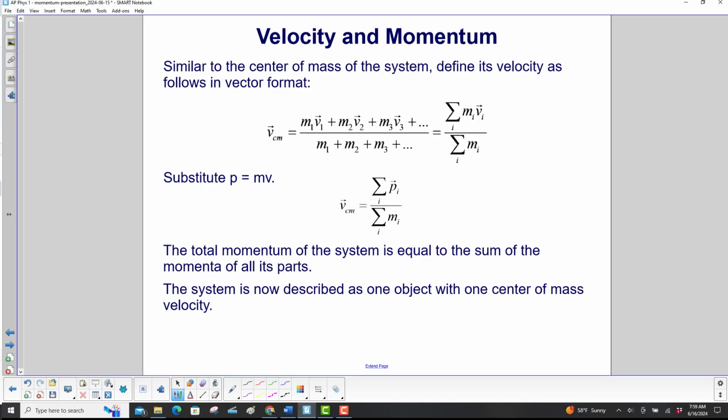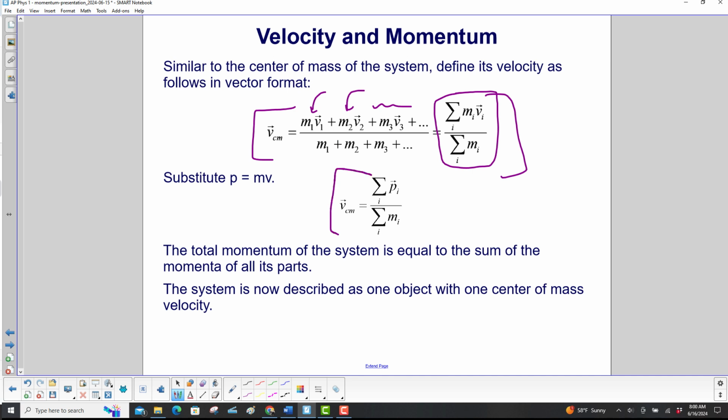Similar to the center of mass of the system, define its velocity as follows in vector format. The velocity of the center of mass will be once again a weighted average, where we have m1v1 plus m2v2, etc. And on the bottom, we sum up all the masses. And here's the math equation here. It's a little bit shorter than doing all the m1v1s. Then substitute p for mv, and we get the velocity of the center of mass is the sum of all the individual momenta divided by the total mass of the system.